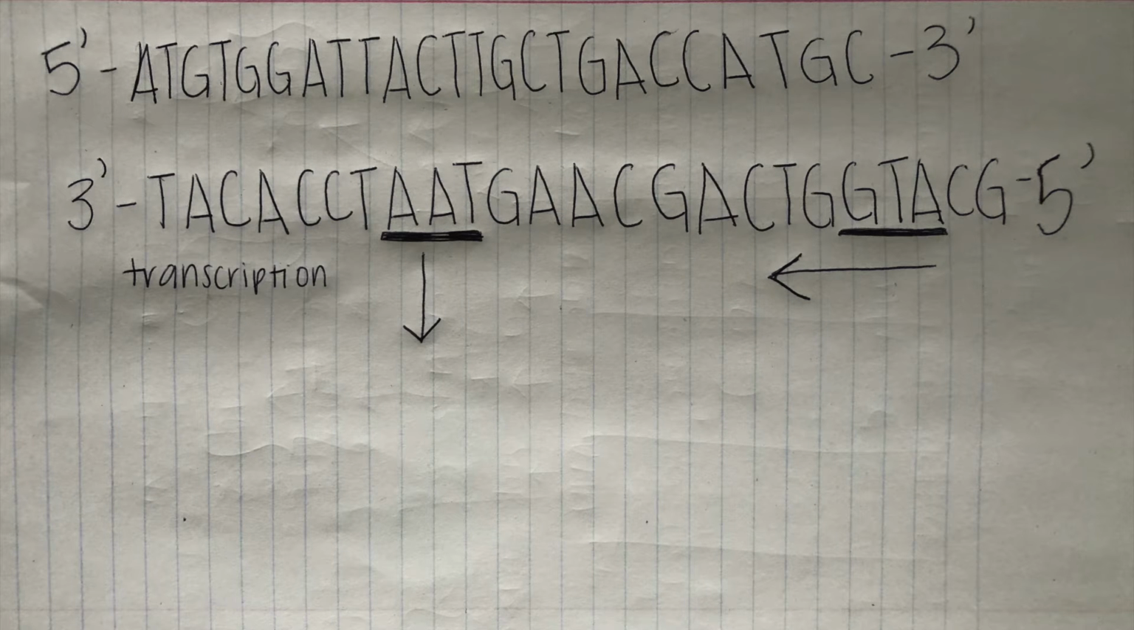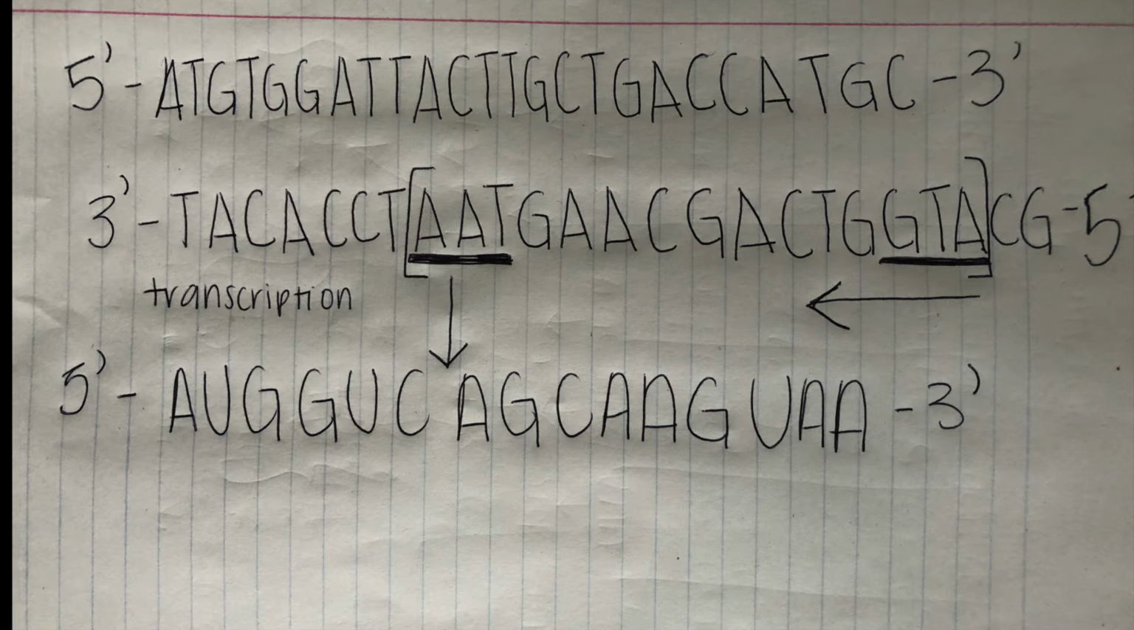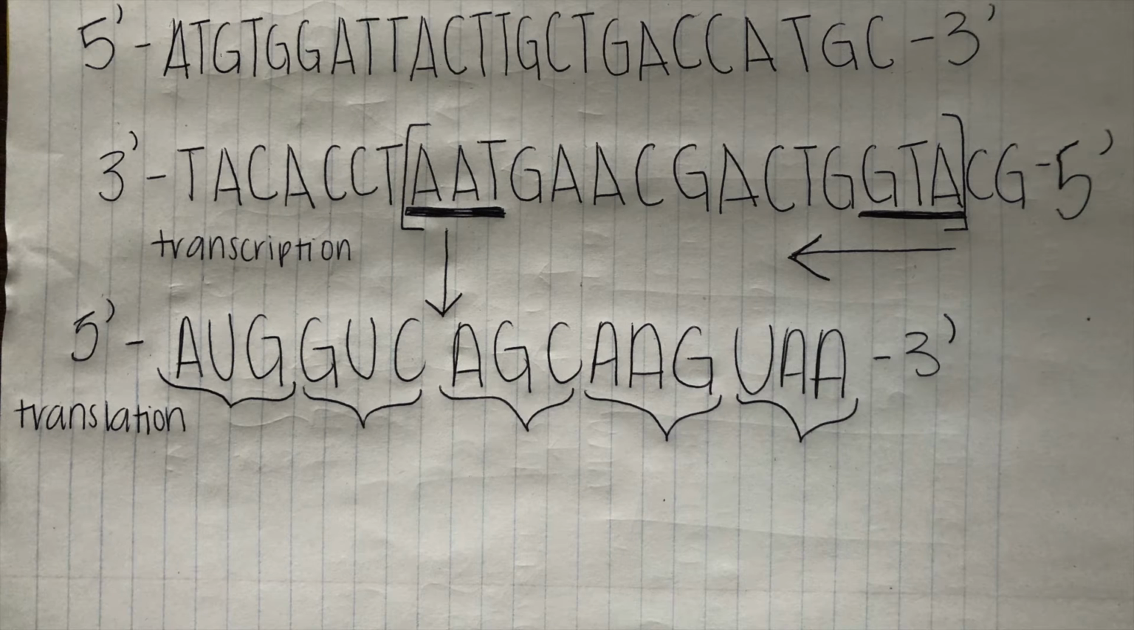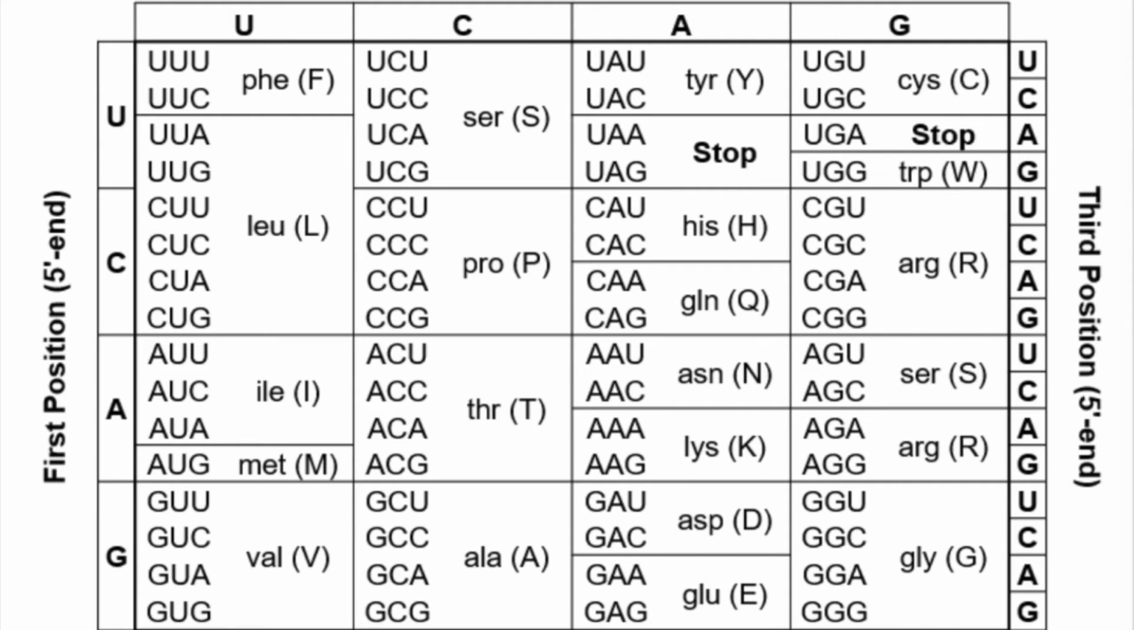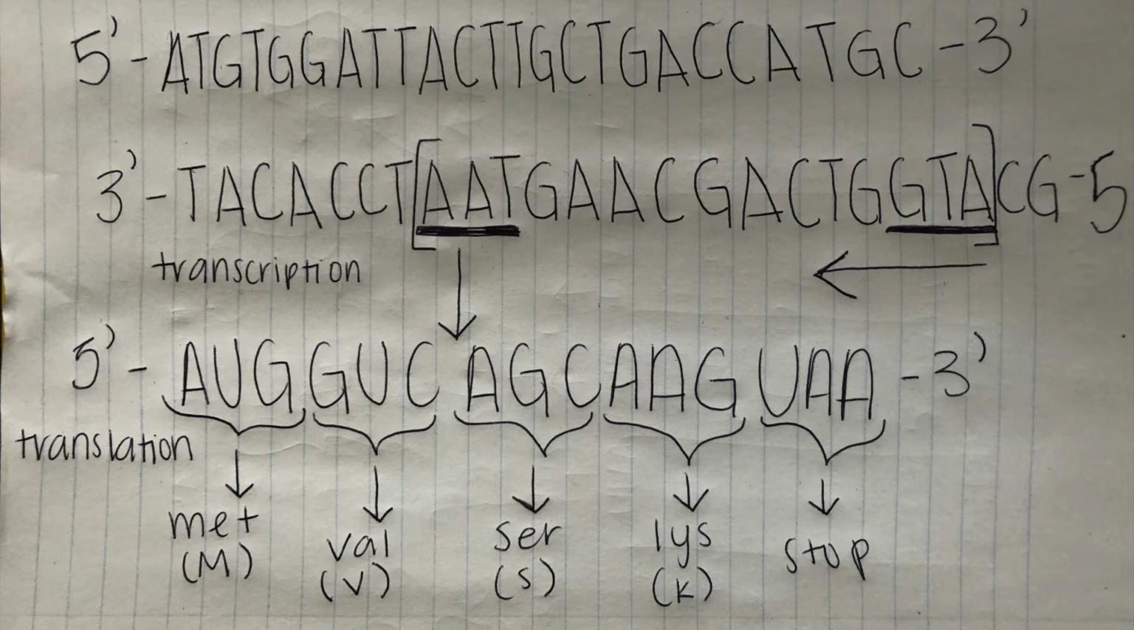Now with these codon sequences, we can start transcription and write out our mRNA strand. Now that we have written our mRNA strand in the 5' to 3' direction, we can start translation. We have to use this chart to find our amino acid sequences, which end up being methionine, valine, serine, lysine, and the stop codon. Now we are going to review some point mutations that can take place in our cells.